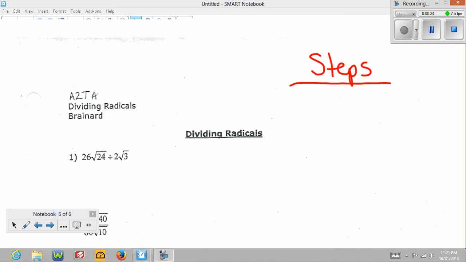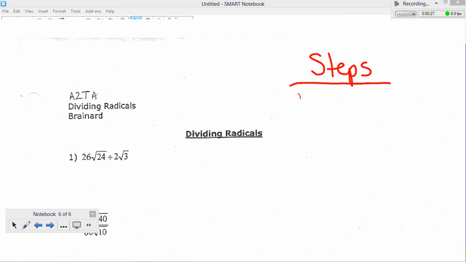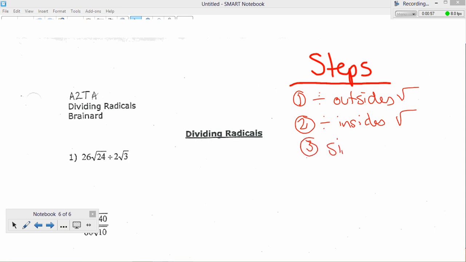And step number 1 is to divide outsides. And step number 2 is to divide insides. When I say divide outsides, I mean outside the radical and inside the radical. And the last step is to simplify.